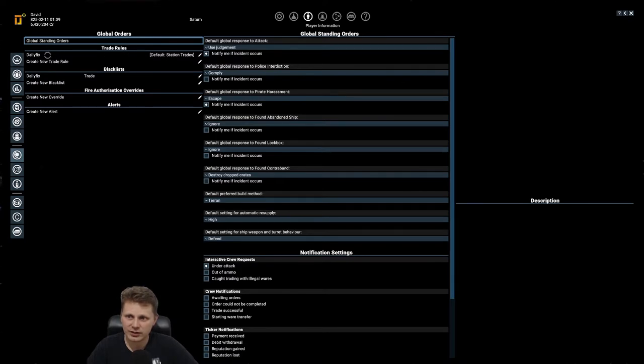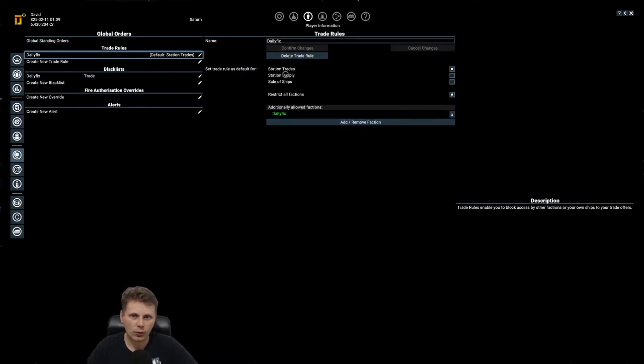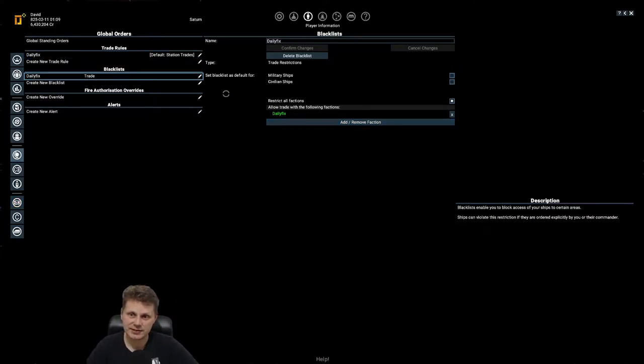Then in trade rules, you can say, I want to only accept my empire's goods and only sell to my empire. But you can of course change this to get everything done. Blacklist is, I want my ships, I've used this to have other empires not dock at my stations, but my ships will sell to those factions.